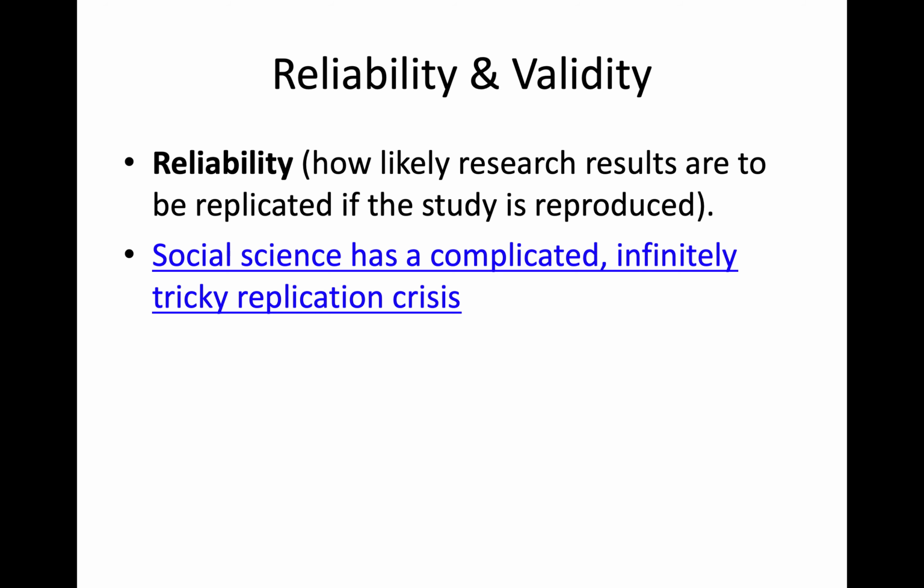This link here, as the title suggests, social science has a complicated, infinitely tricky replication crisis. You can check that out if you want. It is an interesting article. What's happened, this started in psychology, where some psychologists started wondering, like, how many of the research results that have been accepted as fact can actually be replicated, or are we just accepting things as fact that have been asserted just based on one research study?